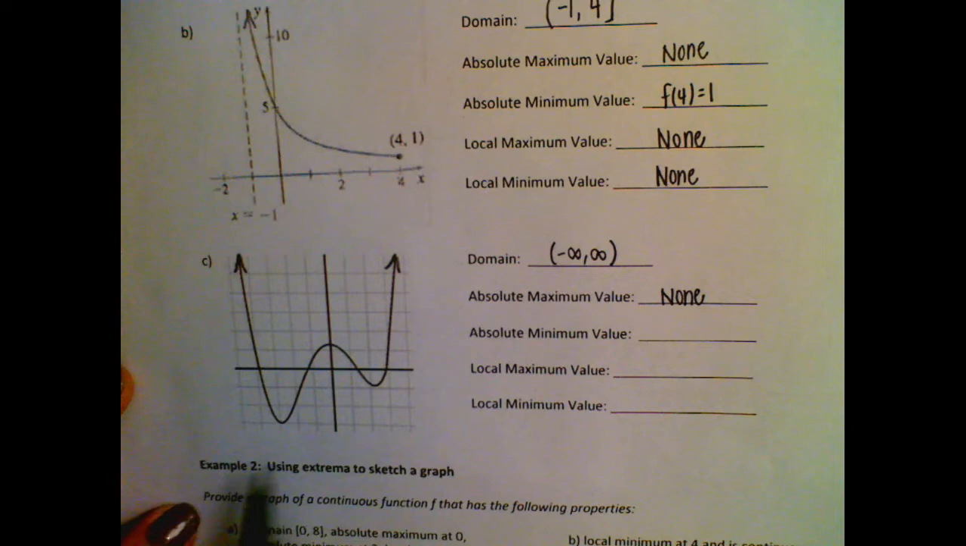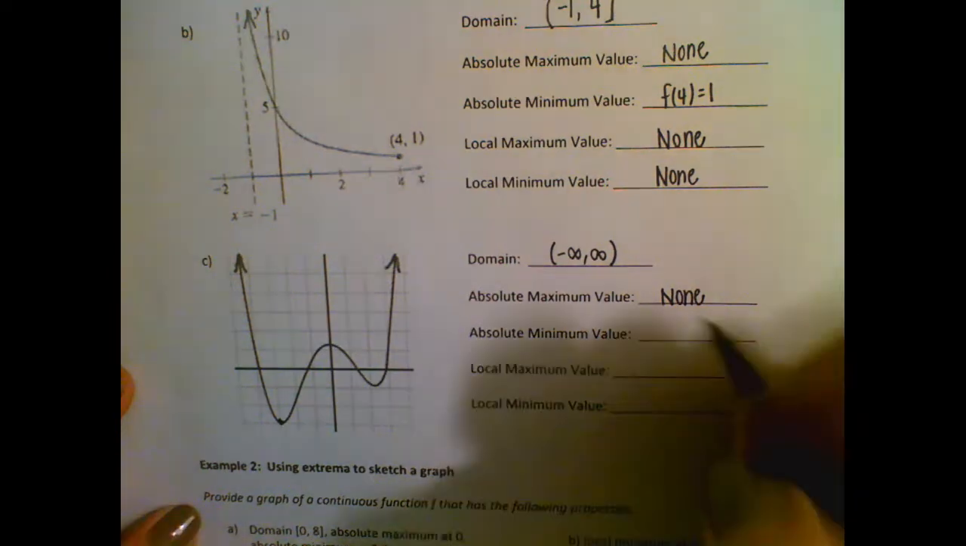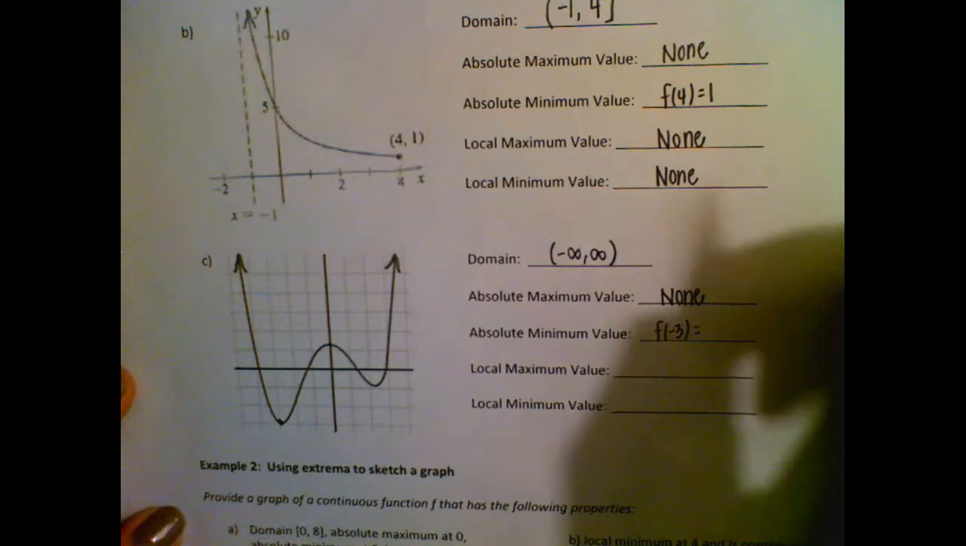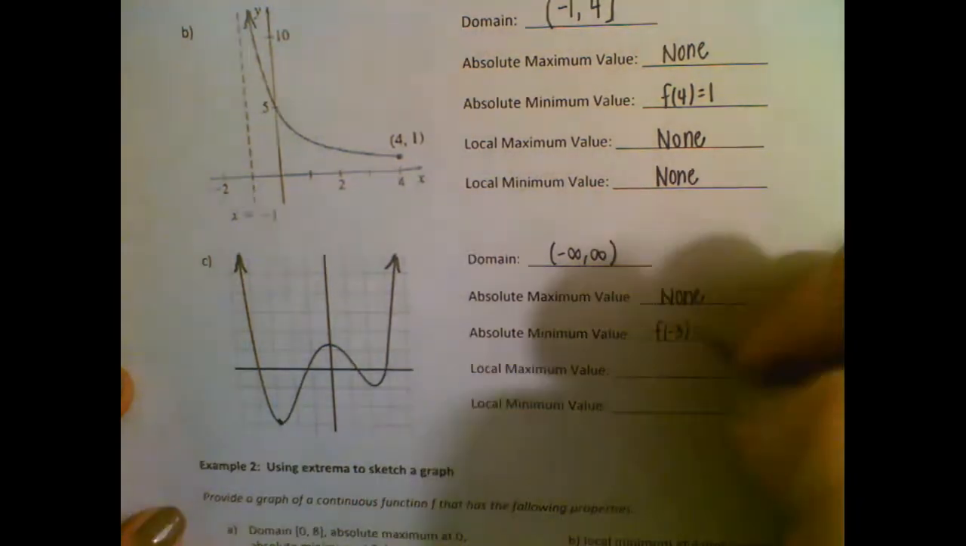I do have an absolute minimum point here. This is definitely my lowest point on my graph. So that's my absolute minimum. That looks like it's at the X value of -3, and the Y value would also be -3.